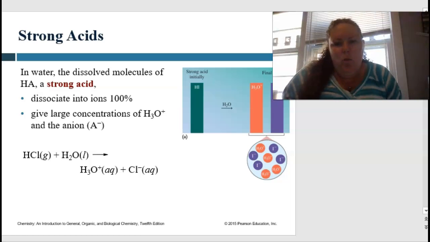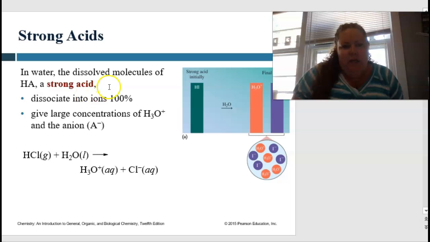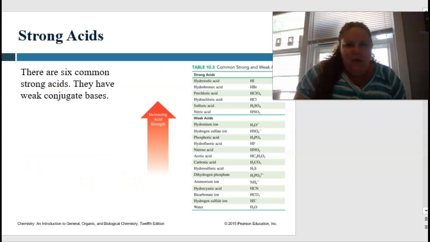Strong acids: in water, the dissolved molecules of HA, a strong acid, dissociate into ions 100% of the time. They give large concentrations of H3O+ and the anion A-. So again, drawn out in an equation, you can see here, HCl plus H2O leads to H3O+ and Cl-. Here's a chart of common strong and weak acids.